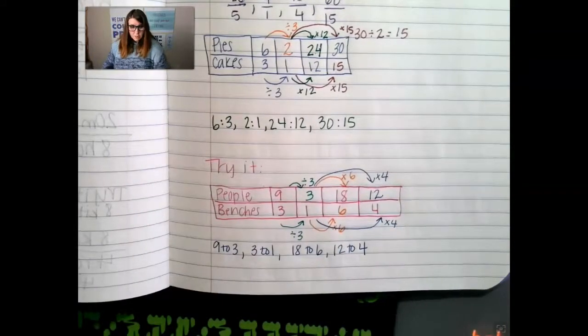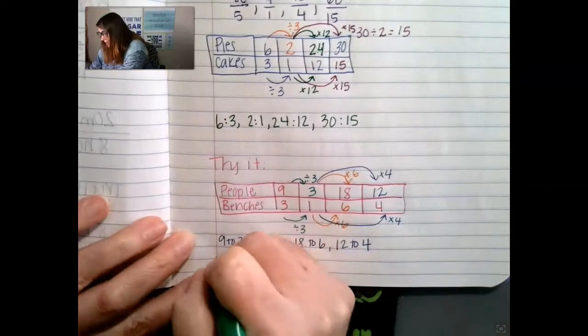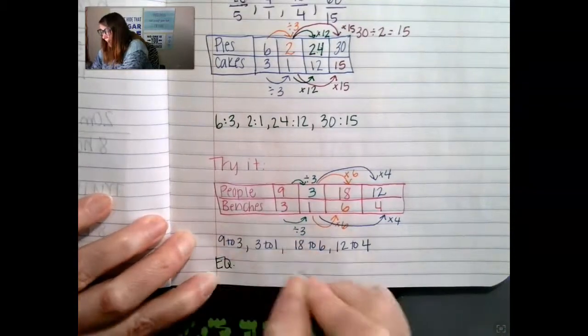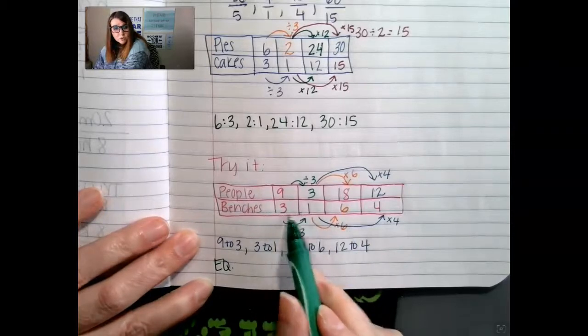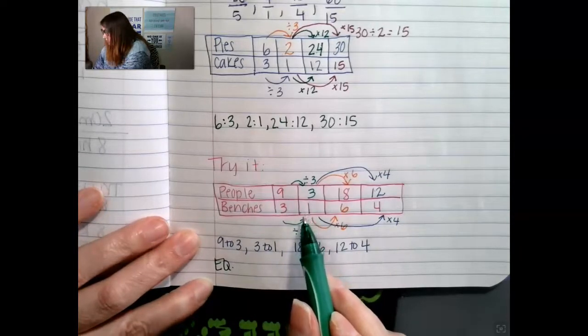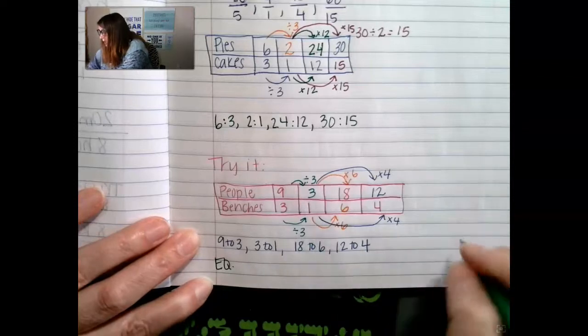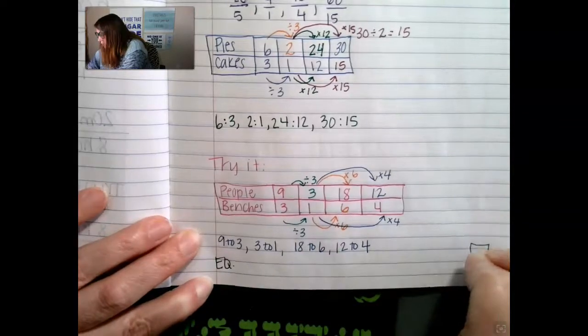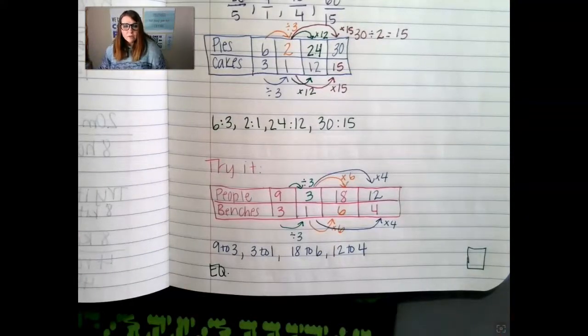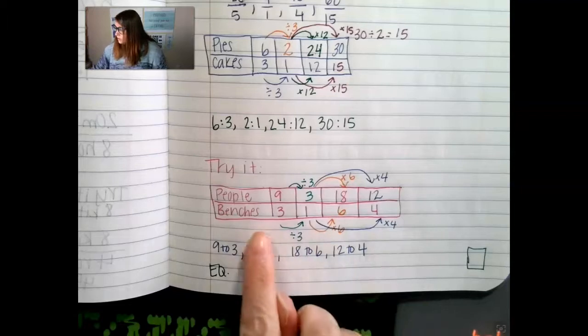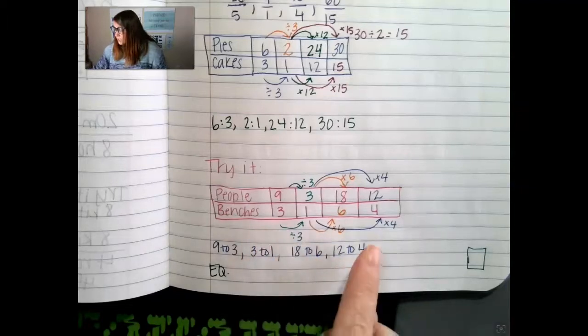All right, your job right now is to answer your essential question. How do you find unit rate in a ratio table? What do we have to do to find the unit rate and then use the unit rate? And then what is your rating of understanding? What's your rating of understanding of unit rate in a ratio table?